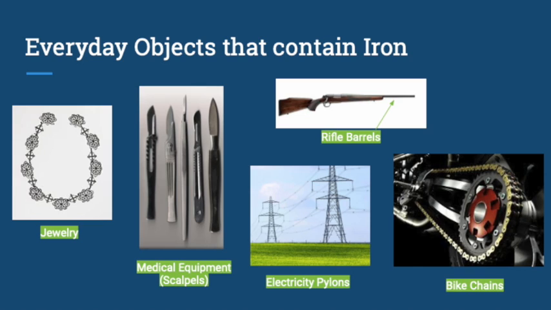Some everyday objects that contain iron are jewelry, medical equipment such as scalpels and tweezers, electricity pylons, rifle barrels, and bike chains, which can all be seen here. Other common household examples include pots, pans, and skillets, as well as construction nails, refrigerators, washing machines, and utensils. Iron can even be found in breakfast cereals.